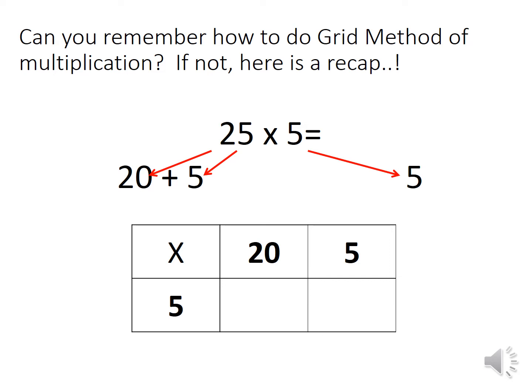Some of you may have done grid method before. Can you remember how to do it? If not, here is a recap. So I've got the number 25 and I'm going to times it by 5. To help us in the grid method, what we do is we partition the number out into its tens and its units. So you can clearly see that from 25 we have 20 plus 5 and we're timesing it by 5.